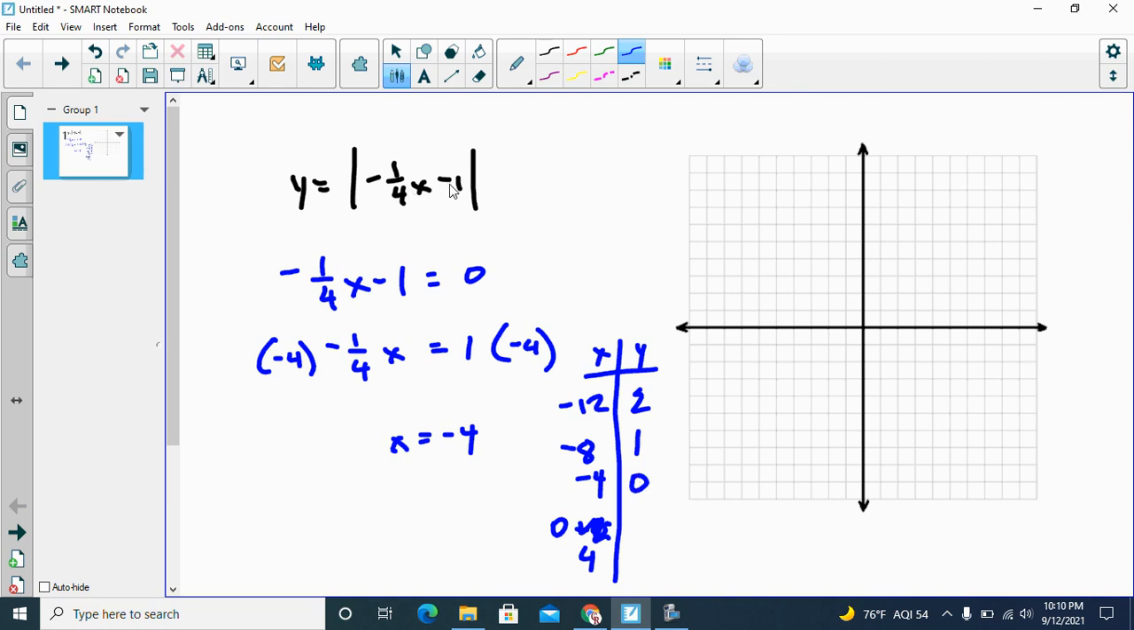Now I get 0 minus 1 is negative 1. Absolute value is positive 1. Plugging in 4, negative 1 minus 1 is negative 2. Absolute value gives me positive 2.